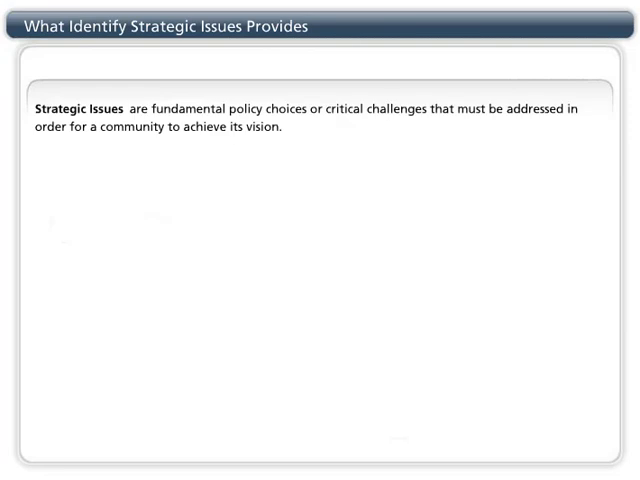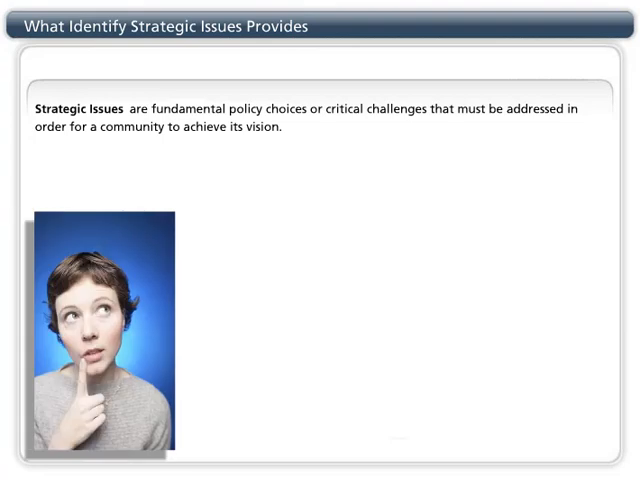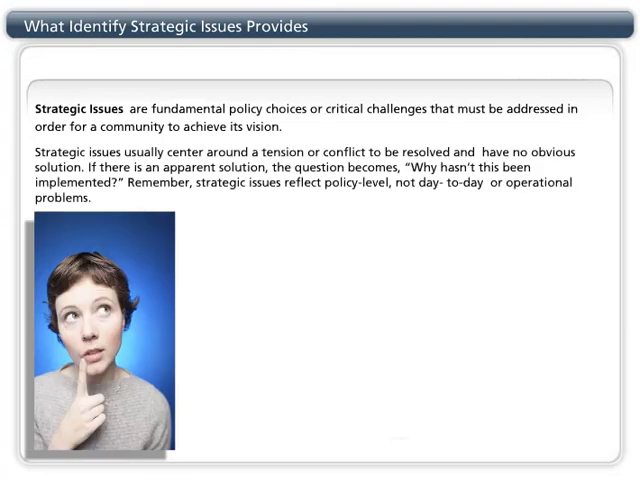Strategic issues are fundamental policy choices or critical challenges that must be addressed in order for a community to achieve its vision. Strategic issues usually center around tension or conflict to be resolved and have no obvious solution. If there is an apparent solution, the question becomes, why hasn't this been implemented?